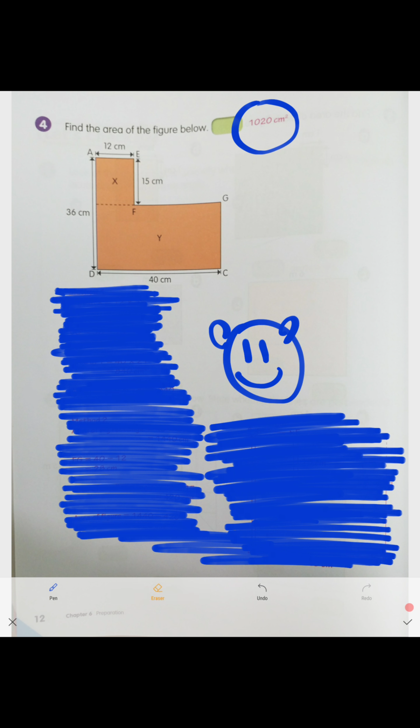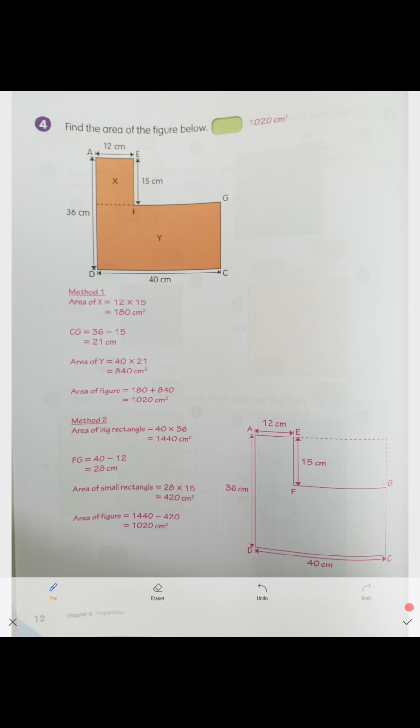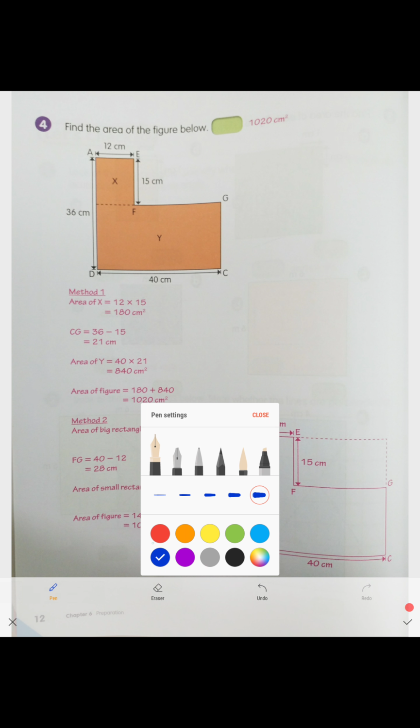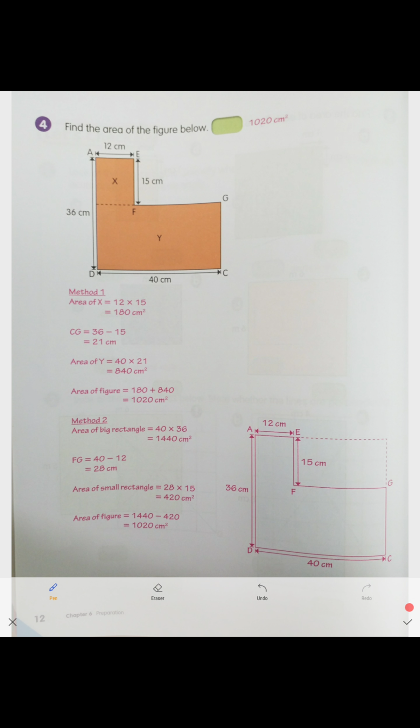All right. So method number one. Here is method number one. These two figures, figure X and figure Y, as we discussed before, are calculated separately. So area of X is 12 by 15.